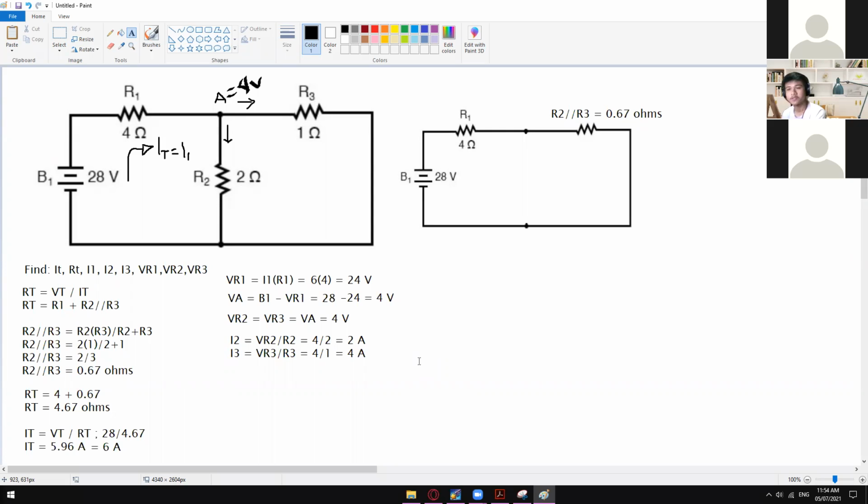Okay, so this one is mostly done with the help of Ohm's law. That's why Ohm's law is the fundamentals of everything. If you know Ohm's law, you can pretty much solve everything. And then the theorems are just the helper on how to simplify this complex circuit into a simpler circuit.